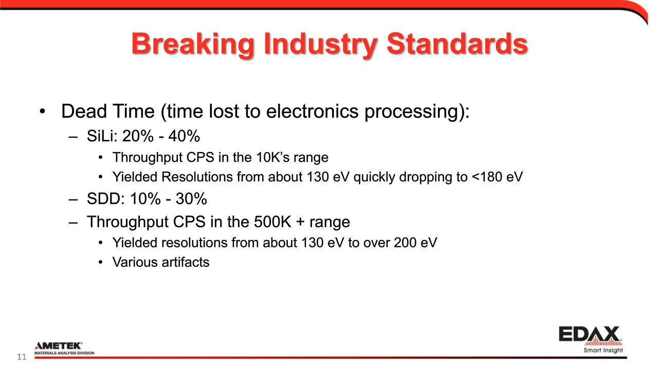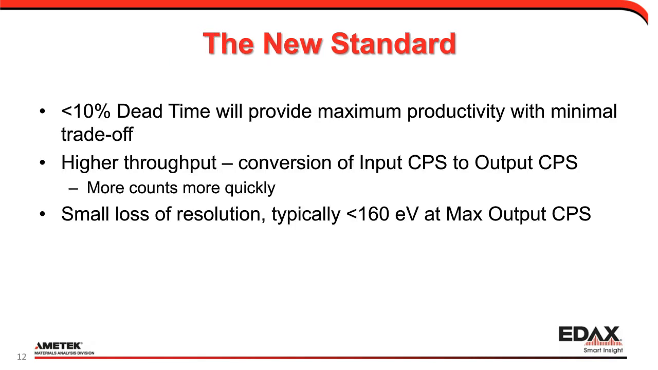Also keep in mind that there are various artifacts. There's pile-up peaks within the spectrum, and then there's also the loss of the low energy even at the fastest process time. So that was something that we would have to suffer through with the earlier versions of silicon drift detectors. And here's where I'm proposing a new standard where lower than 10% dead time will give you the maximum productivity.